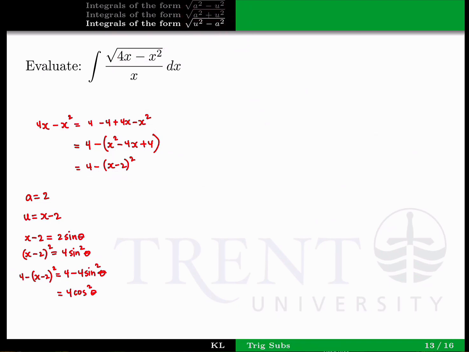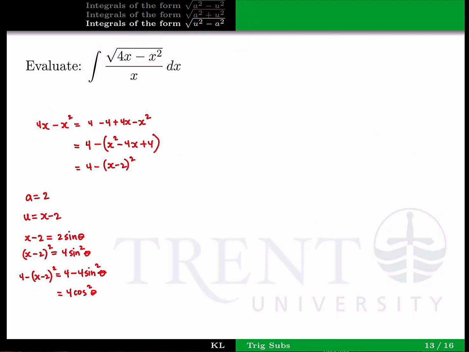Take note that this one here is this one, which is exactly 4x minus x squared. So if I take the square root of this one, that will be the same as the square root of this one, which is this numerator here. Again, if I take the square root of this one, that's the same as the square root of this one, which is the numerator in here.